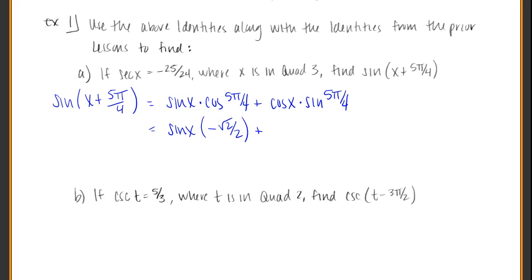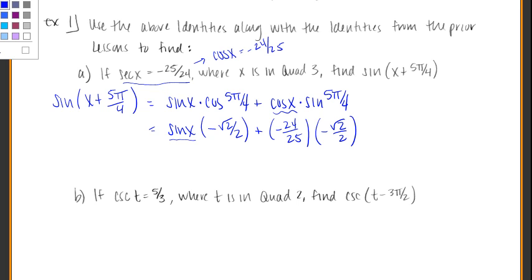Cosine x. Do I know cosine x? Going to a piece of information they've given us, it says that secant is negative 25 over 24, and I know that secant is the reciprocal of cosine. So cosine is the reciprocal of that value, which is negative 24 over 25. So I do know cosine of x is negative 24 over 25. And then my y value at 5 pi over 4 in quadrant 3 is negative square root of 2 over 2. So all I really have to do is find my sine of x, and then I can fill in the rest and call this done.